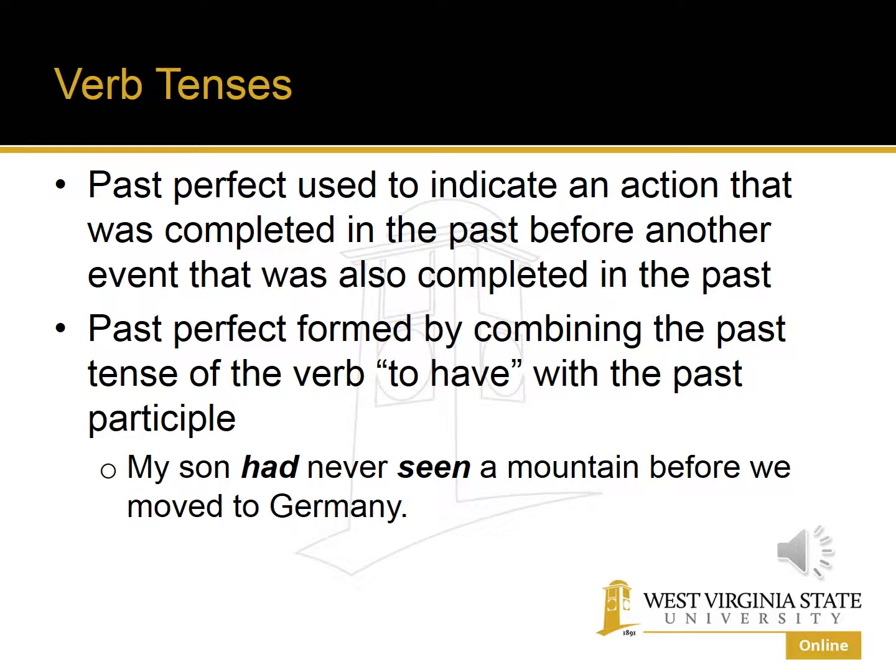Or another sentence, by the time I learned German well, I had been in Germany for 7 years. So let's break that down. If we look at the sentence, my son had never seen a mountain before we moved to Germany. We have an event that's in the past. We moved to Germany. The first part of the sentence, though, is written in the past perfect, had never seen, because that occurred before the family moved to Germany.